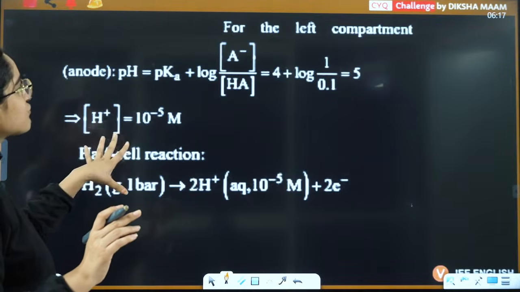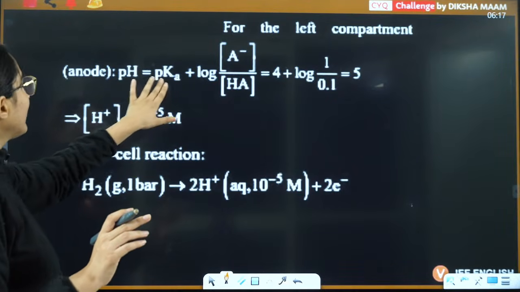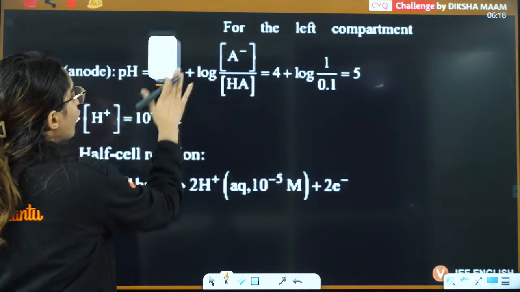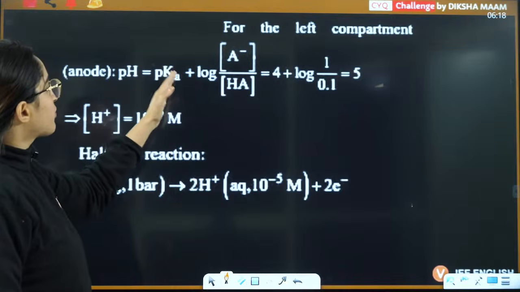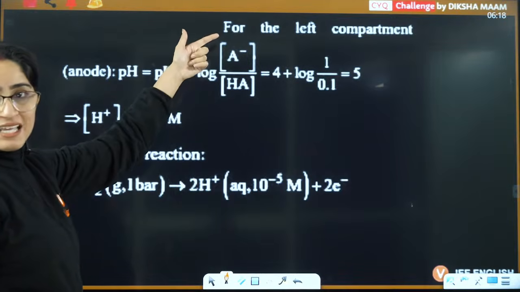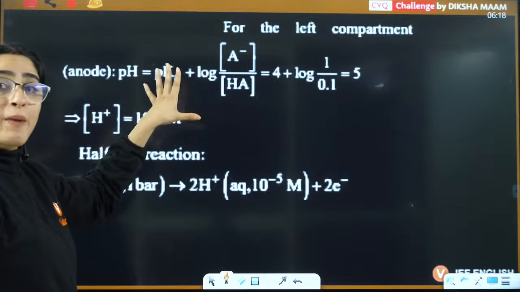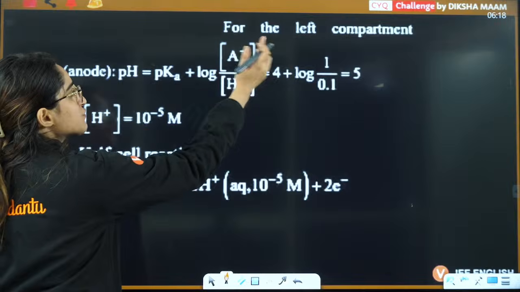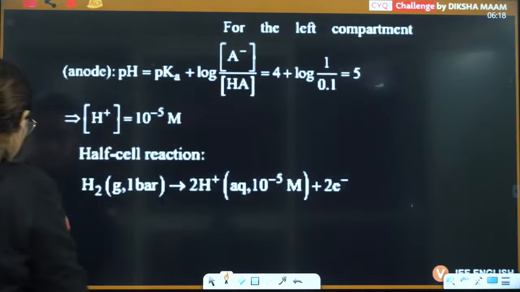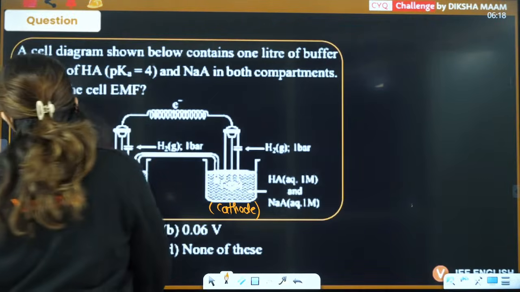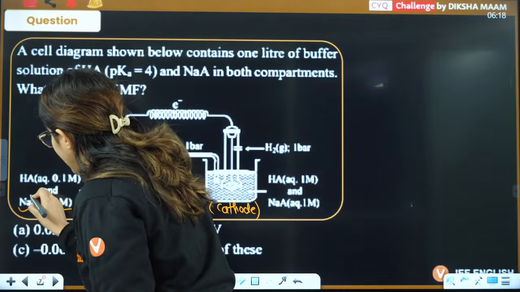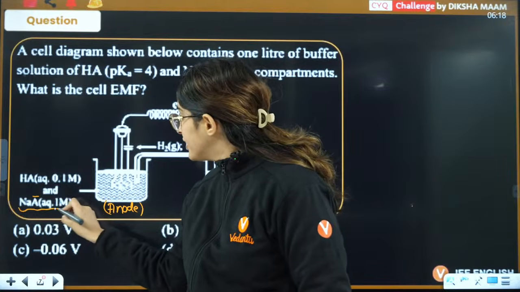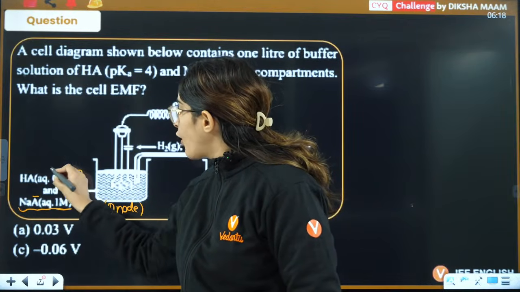On the left side they have given the value of pKa to be 4. This is the formula of buffer solution, from ionic equilibrium: pH is equal to pK plus log of ionized form by unionized form. Ionized form, A negative, is given to be 1, and unionized form is given to be 0.1. In the salt, Na A negative is the ionized form, given as 1, and here it is 0.1.